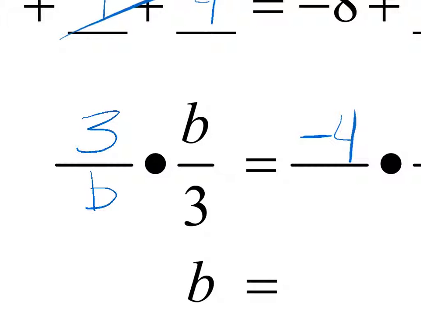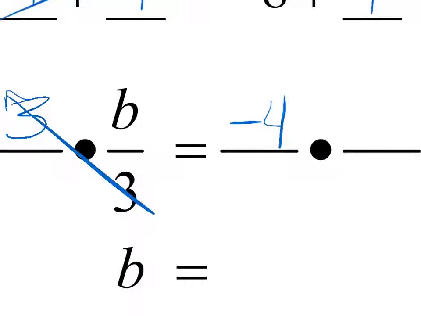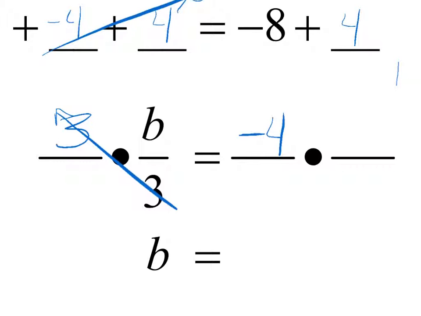Because if I multiply by 3 over b, what happens to the b's? Kyrie? Yeah, they would cancel each other out. And that's definitely not what we want to do because our goal is to get the b alone. So we need to make sure that we're only canceling out the things that we want to cancel out. And that's our 3's. So I want to do the same thing on the other side. I multiplied by 3 over here. I'm going to multiply by 3 over here. Negative 4 times 3 is negative 12.